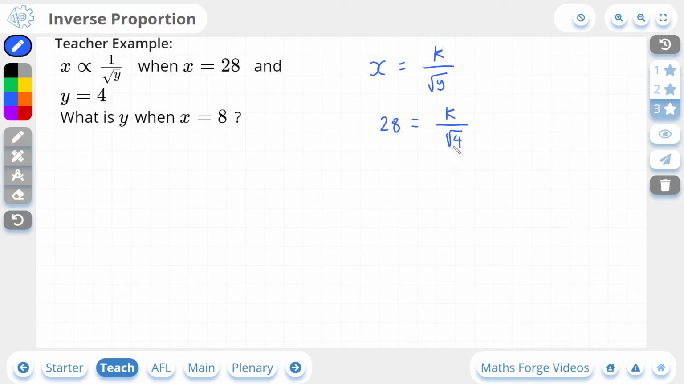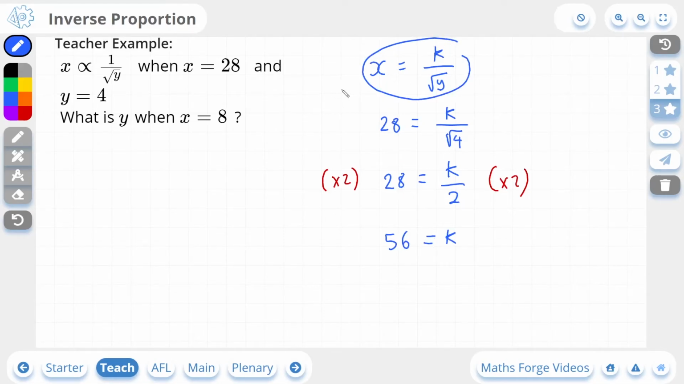So we have the square root of 4. We then simplify this first. So we're going to have 28 is equal to k over 2 because, of course, the square root of 4 is 2. Rearranging for k, we have to multiply both sides by 2. This now gives us 56, which is equal to k. So we can go ahead now and rewrite this equation out with k substituted in. So we're going to have x is equal to 56 over the square root of y.